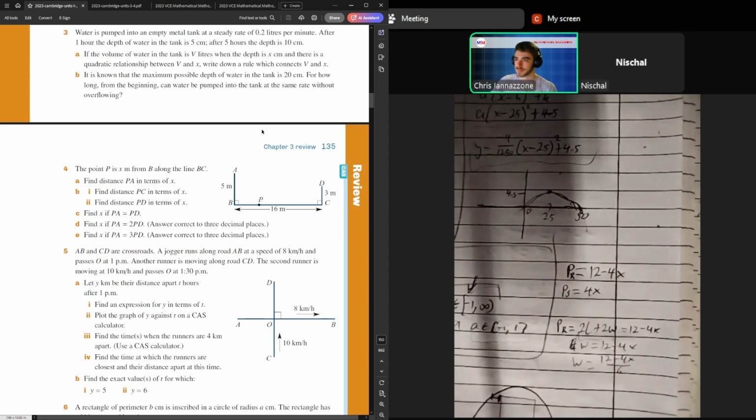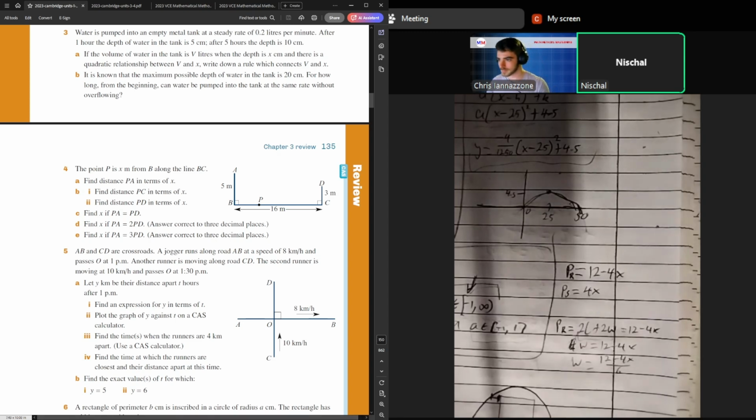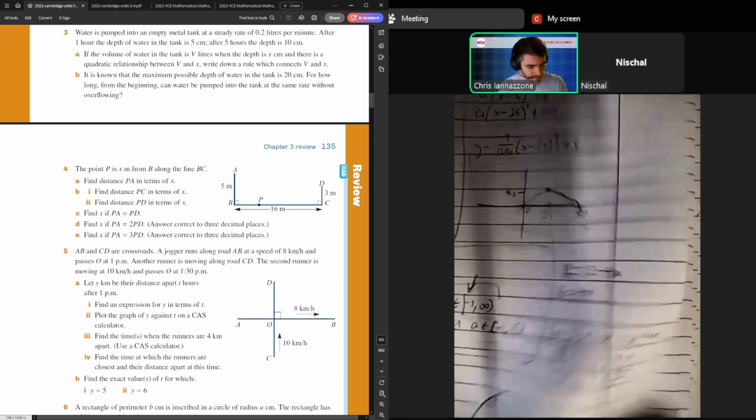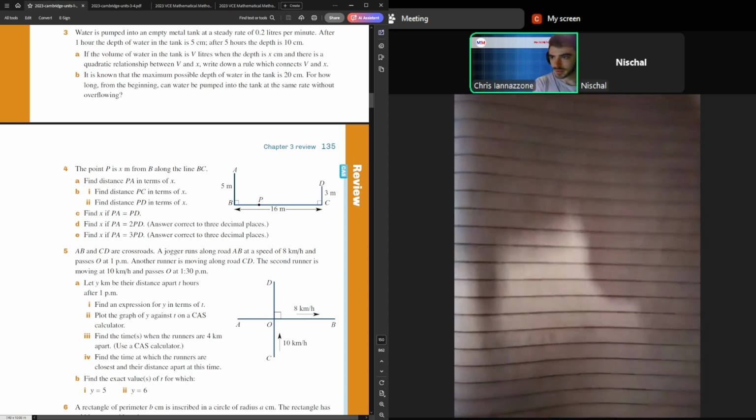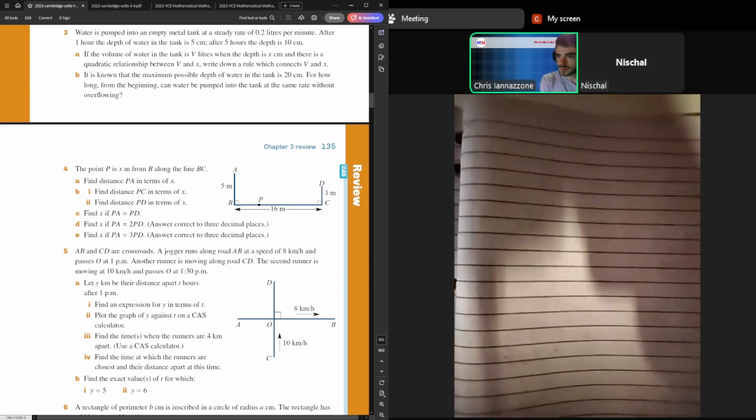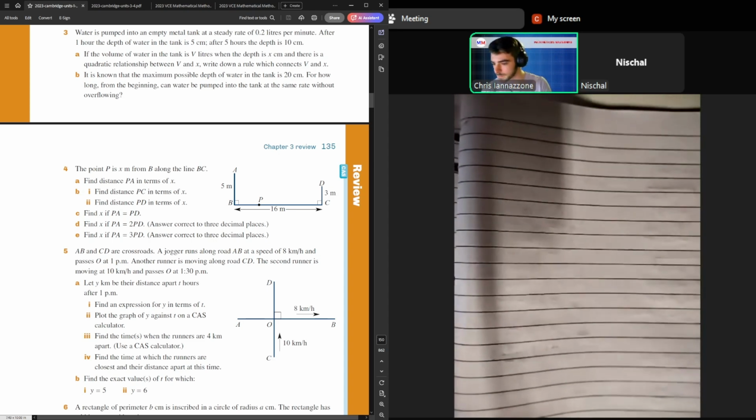Hmm. So the volume of the water. So how do we find the quadratic of this? I'm just not very sure. That is an interesting question. It actually is on the tougher side.